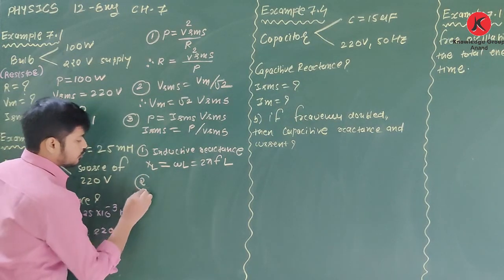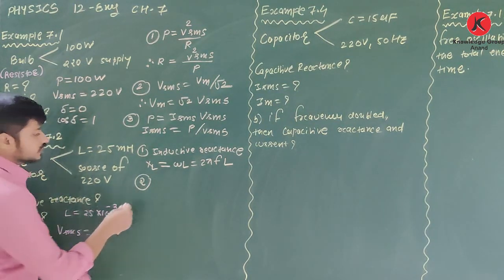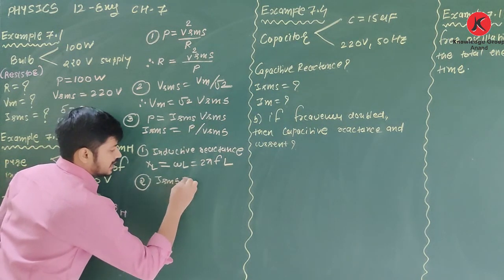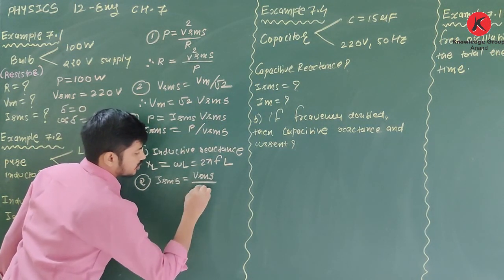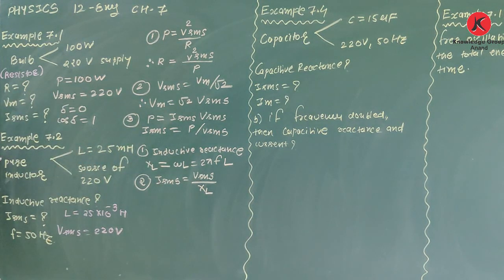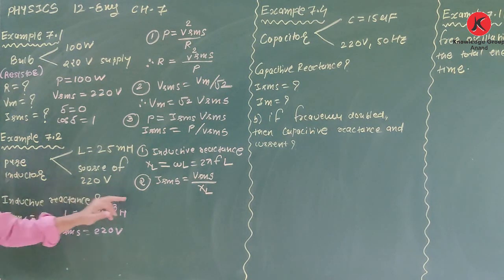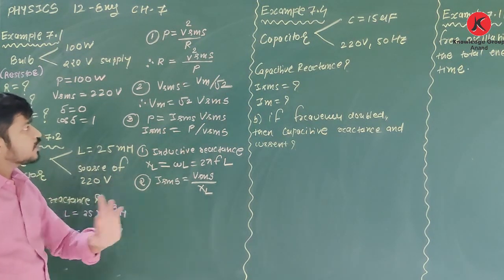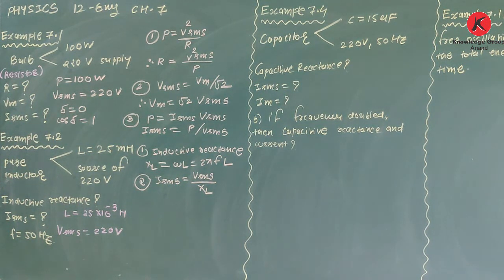Second question: what is IRMS? What is the equation of IRMS? IRMS is equal to VRMS upon XL. It is only an inductor circuit, so obviously IRMS is equal to VRMS upon XL. You are given the value of VRMS, and XL from the first question. You have to find two things: the inductive reactance and IRMS. Clear about this? So it is example 7.2.